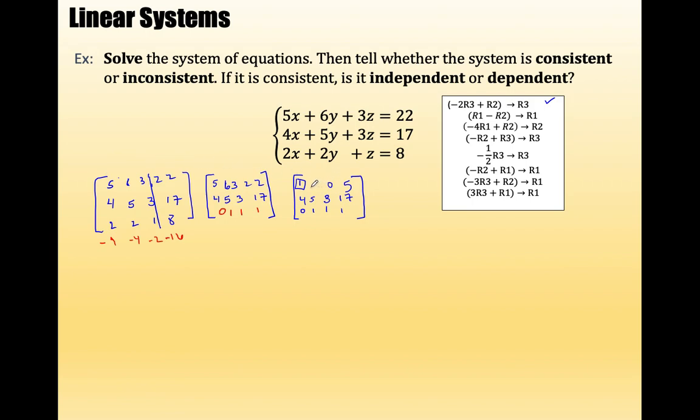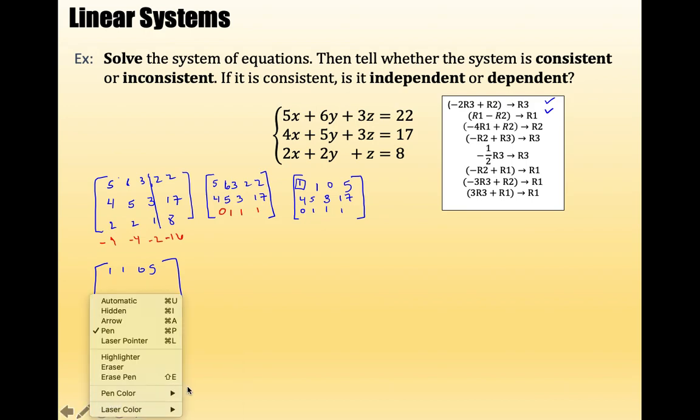Six minus 5 is 1. Check. Now I'm going to replace row 2. So I'm going to copy over row 1, copy over row 3, and I'm going to do -4 times R1 plus R2 and replace row 2. So check my math on this. I'm not going to write it this time.